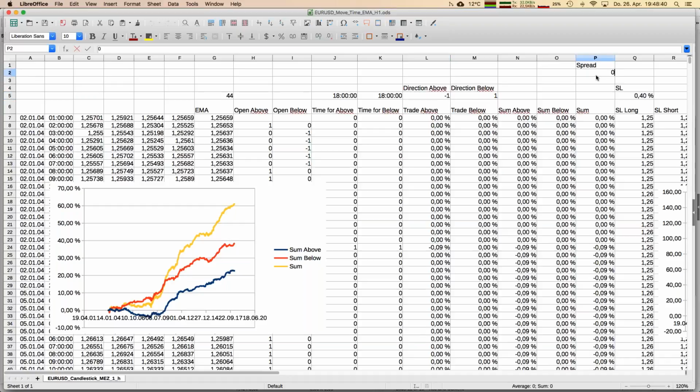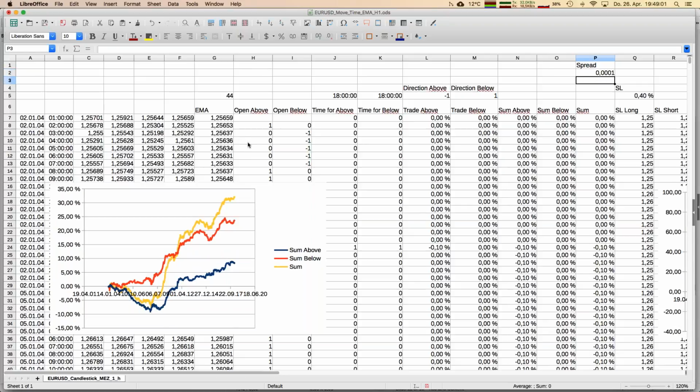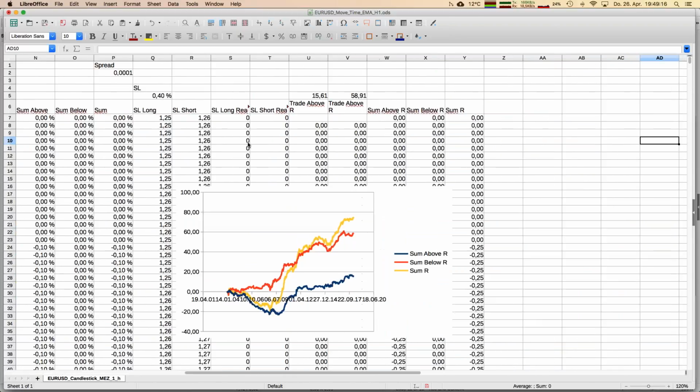Once again, we need to consider spreads as well. So if we go for a spread of 1 pip, which is fair enough and would already incorporate commissions as well, the strategy still works. As you will see in a second, it always takes a little bit of time because we have 90,000 candles within that Excel sheet, and therefore the calculation needs some time. You see here just the percentage changes, or the summed up percentage changes, and here the results in R, in the risk unit R, and it works as well.